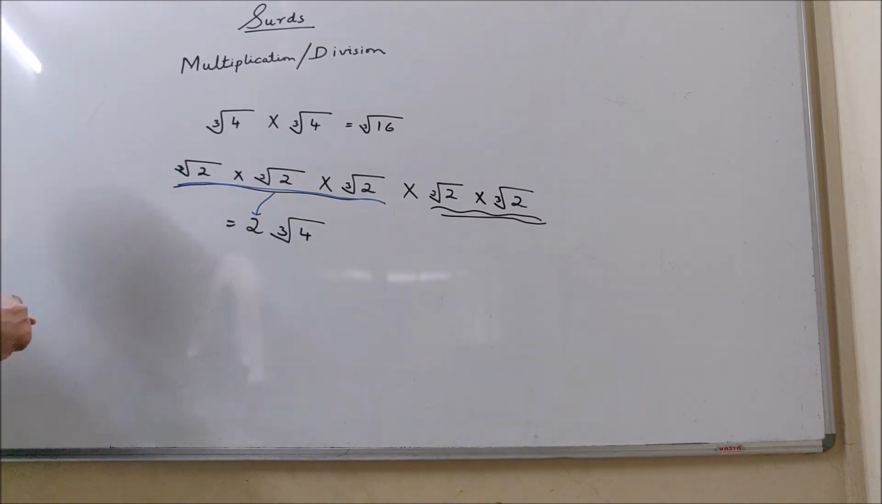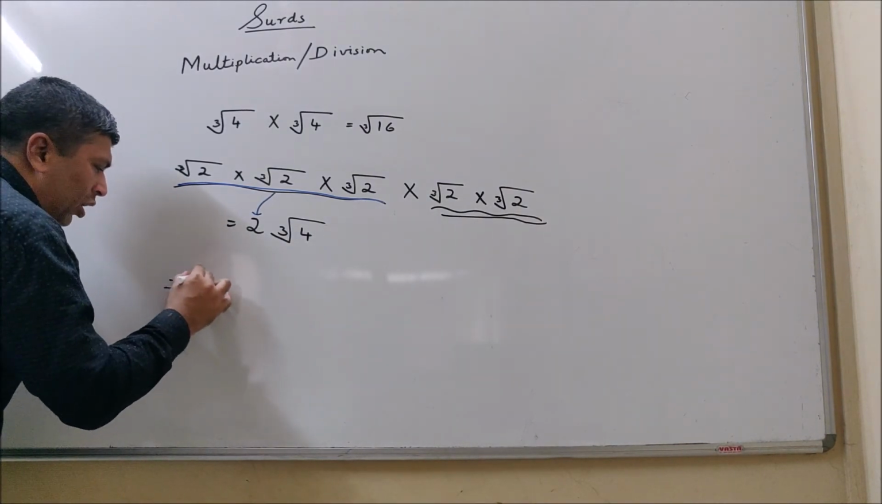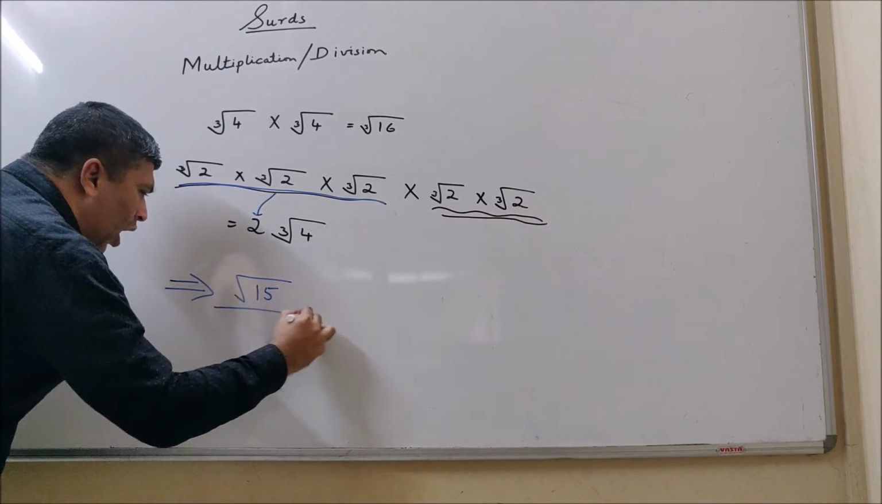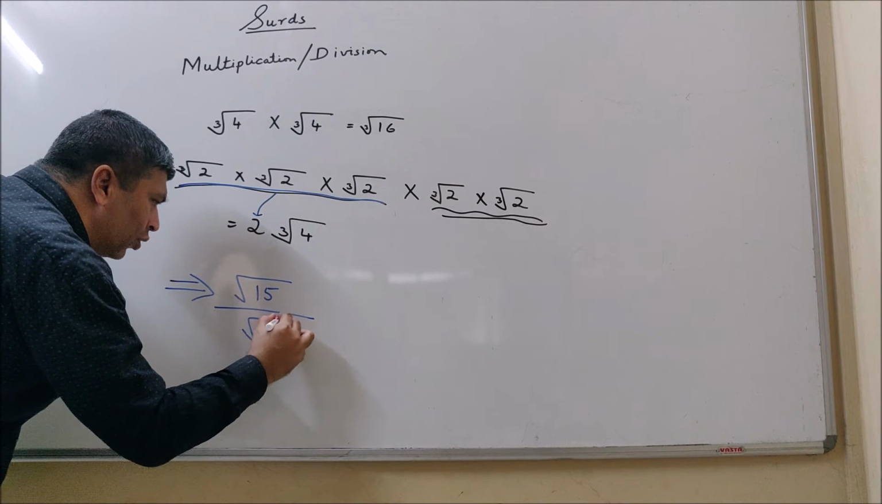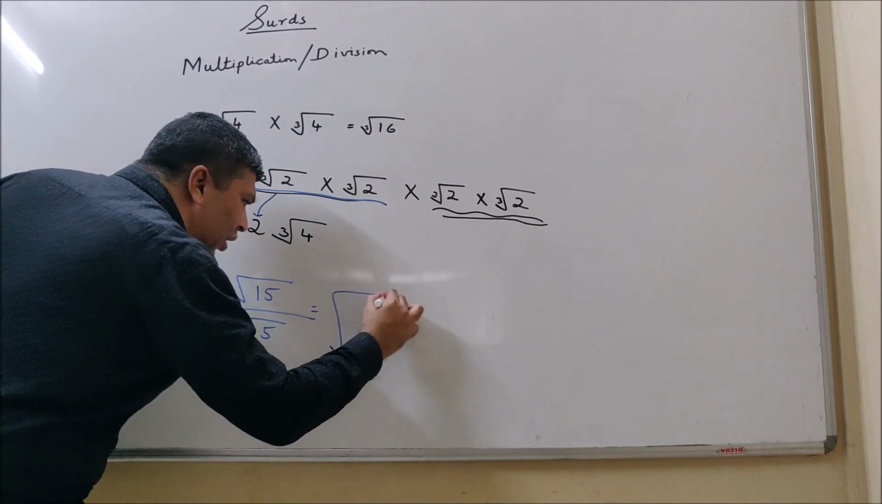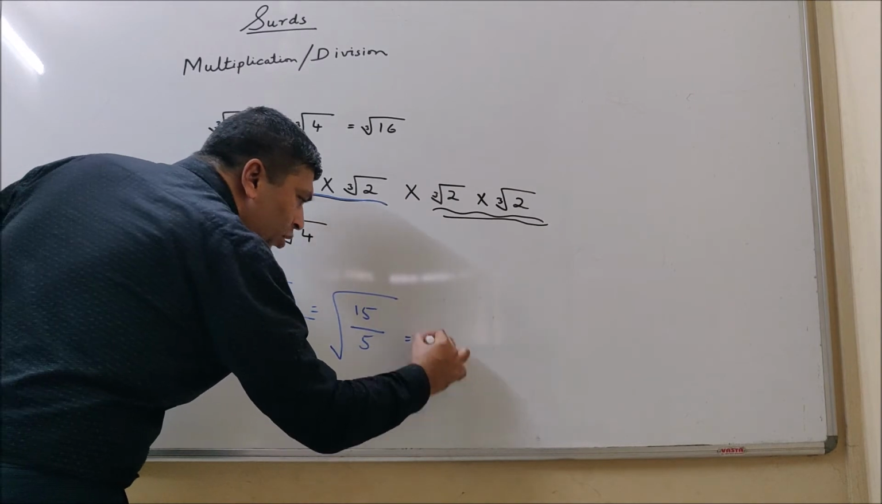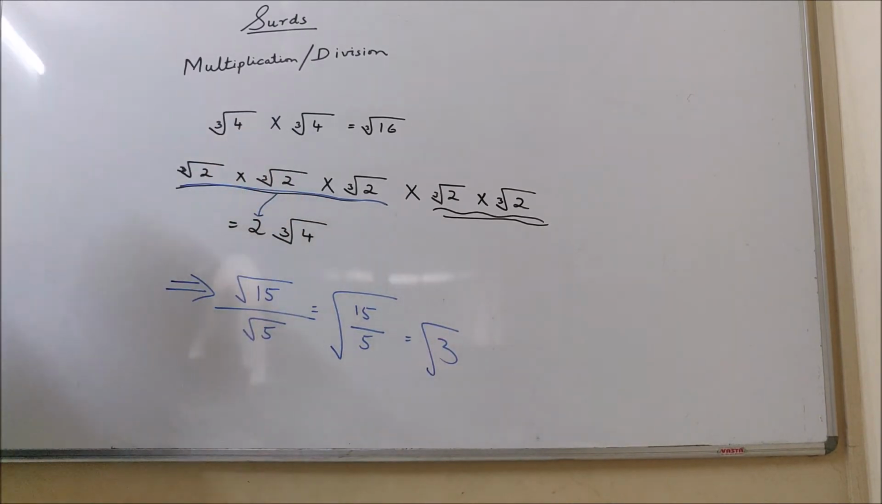Okay, let's say there's another type of sum, let's say a division. Root 15 upon root 5. So you just write it in this manner, 15 upon 5. That is nothing but root 3.